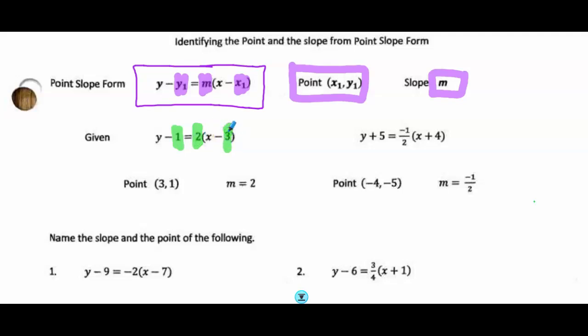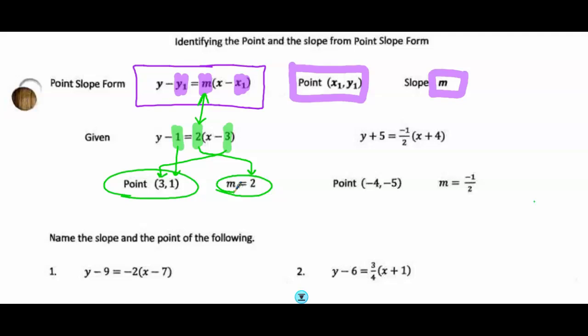So, when looking at that, you now know that your m is 2 because it's in the spot before the parentheses. So your slope is 2. You know your x value is 3, and you know your y value is 1. So your point is (3, 1), and your slope is 2. Now, if you didn't get that, go back and watch that part again, because the next one's slightly different.